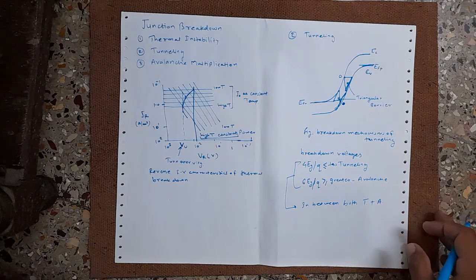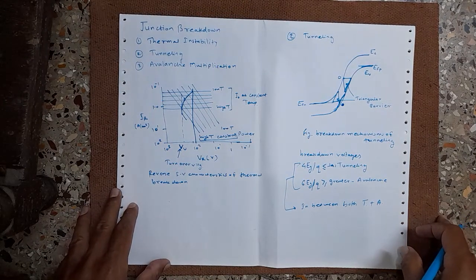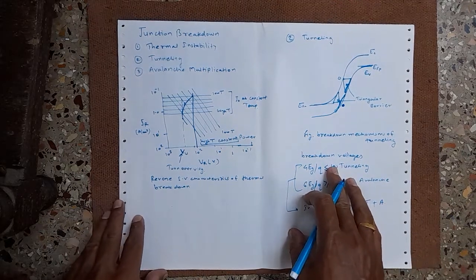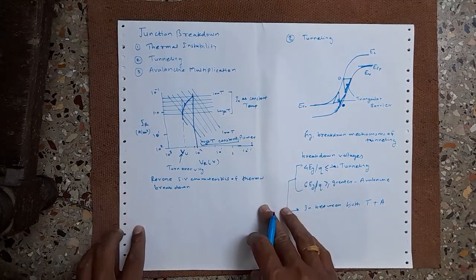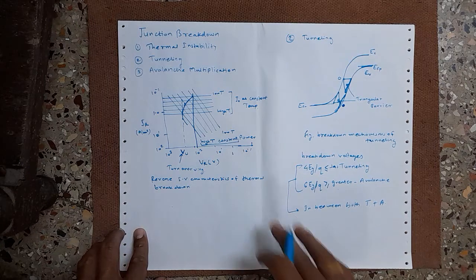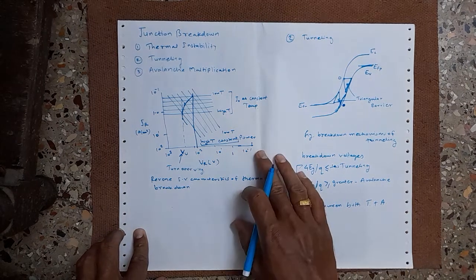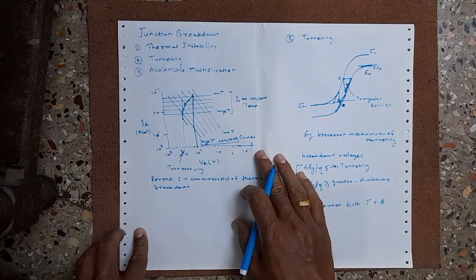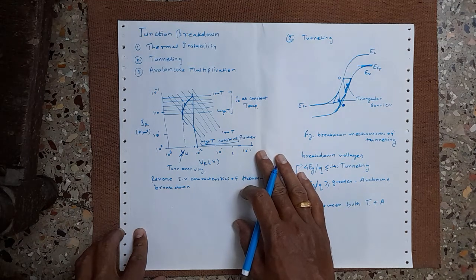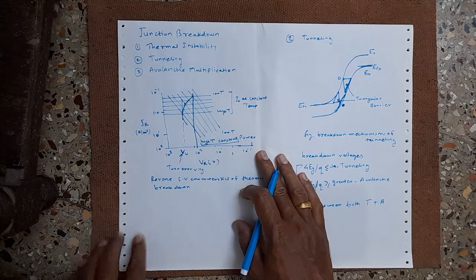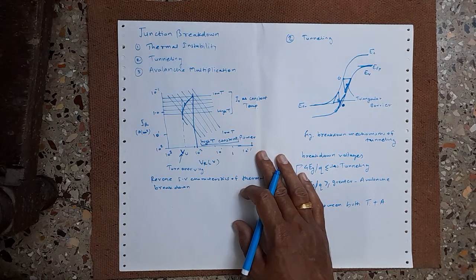Hello friends, in continuation with the last lecture, today we are going to talk about the junction breakdown. That means, what is the effect when we apply a sufficiently high field to the PN junction, and how the junction breaks down and conducts a very large amount of current?